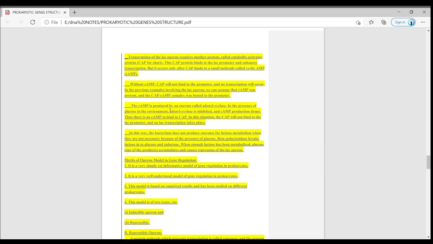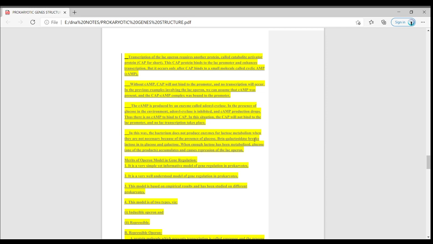So in the presence of cAMP only, the CAP will be able to bind and the transcription process will take place. But if glucose is present in the environment, then adenyl cyclase will stop and cAMP production will drop. In the absence of cAMP, the CAP will not bind to the lac promoter and so no lac transcription will take place. In this way, the bacterium does not produce enzymes for lactose metabolism when they are not necessary because of the presence of glucose.